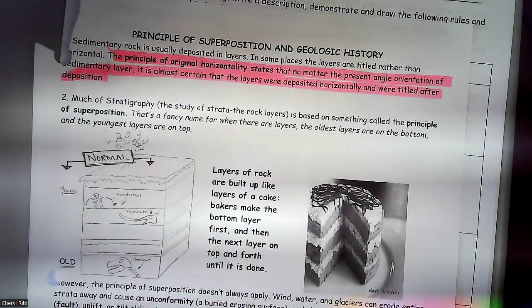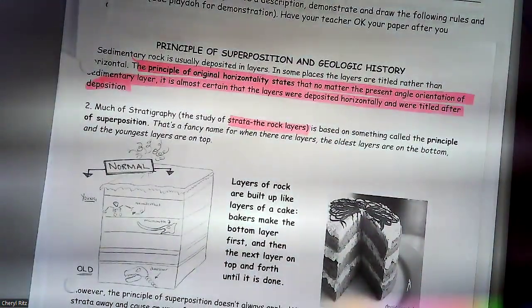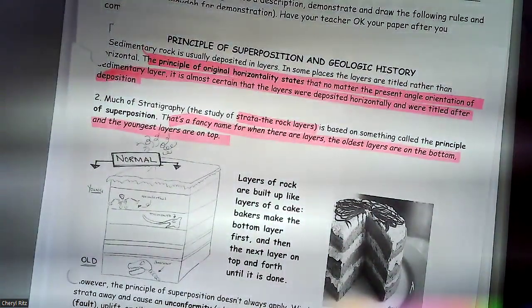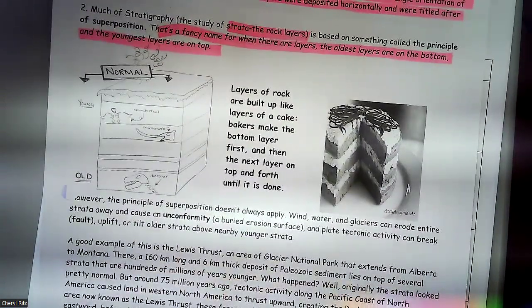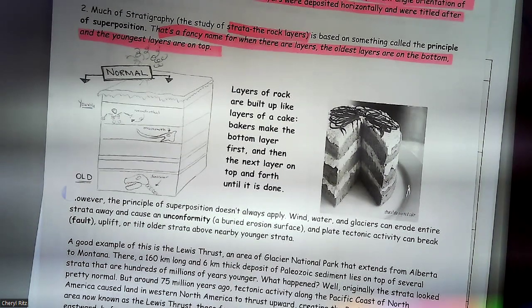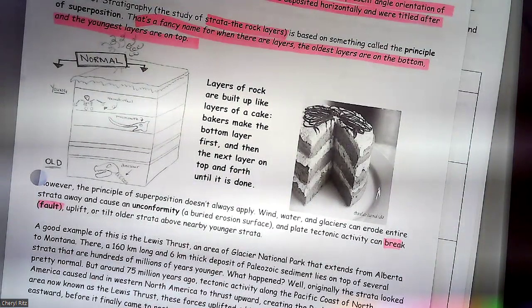Much of stratigraphy, the study of strata, which is rock layers, is based on something called the principle of superposition. That's a fancy name for when there are layers, the oldest layers are on the bottom and the youngest layers are on top. However, the principle of superposition doesn't always apply. Wind, water, and glaciers can erode entire strata away and cause an unconformity, a buried erosional surface. And plate tectonic activity can break, or fault, uplift or tilt older strata above nearby younger strata.